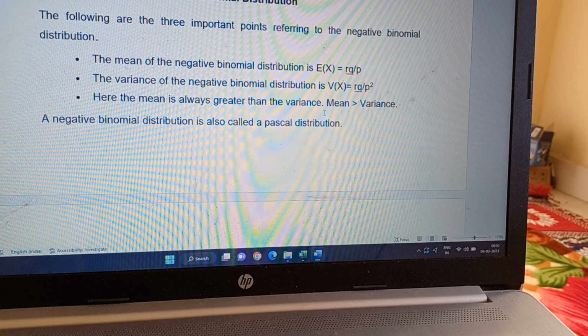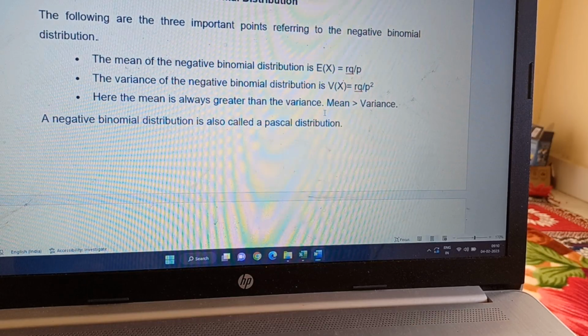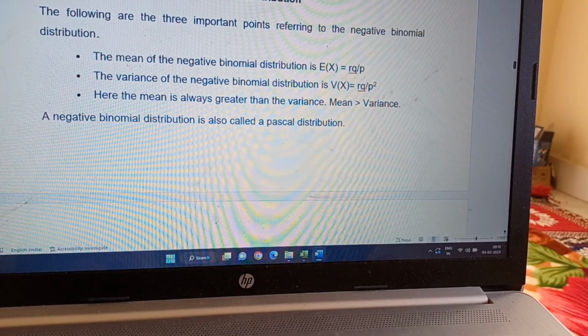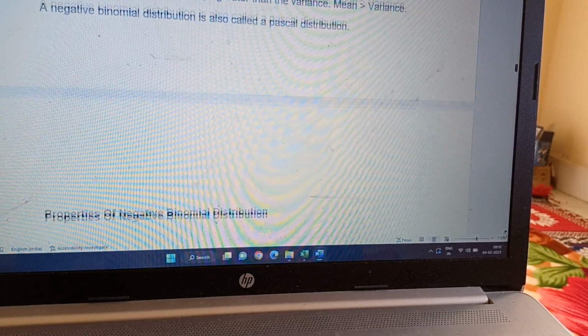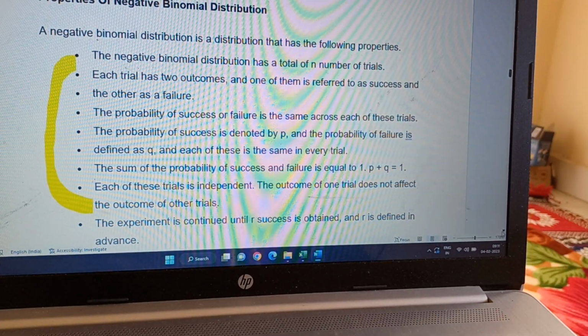Now, it is also called Pascal distribution. So if the examiner puts Pascal distribution instead of negative binomial distribution, your probability calculation methodology will be the same. So let's go with some additional information on the properties of negative binomial distribution.